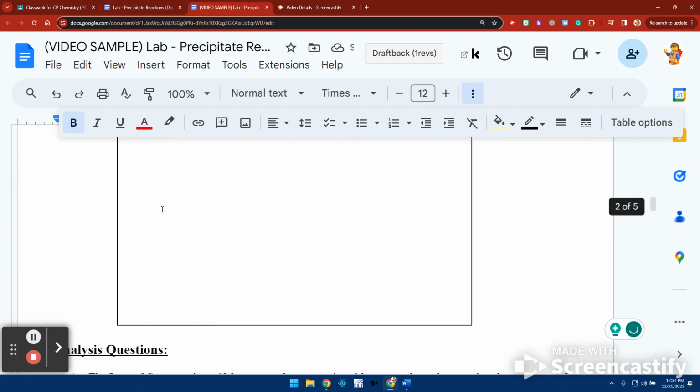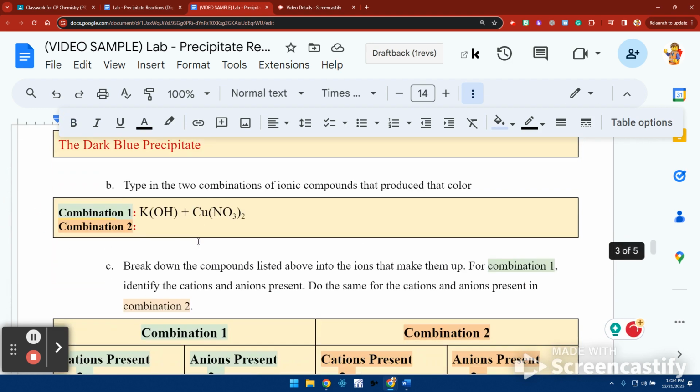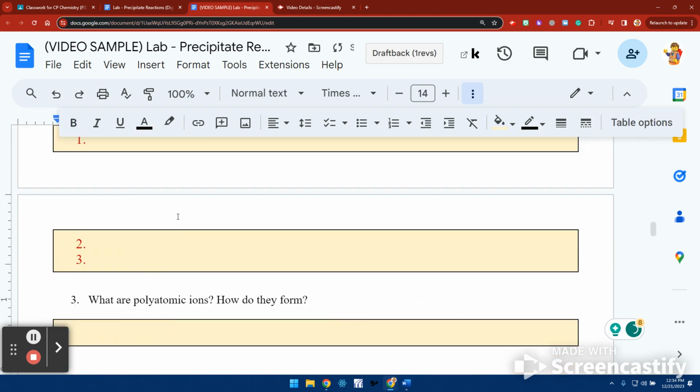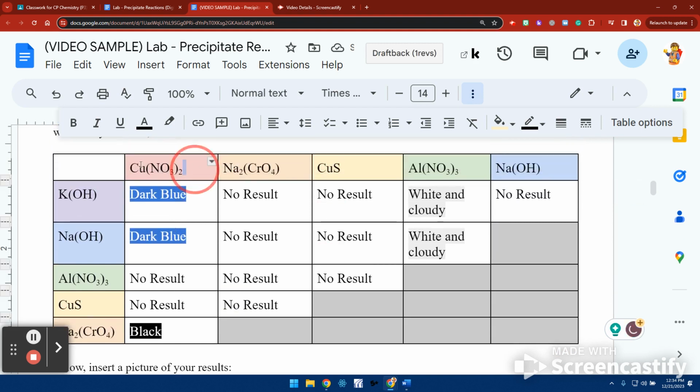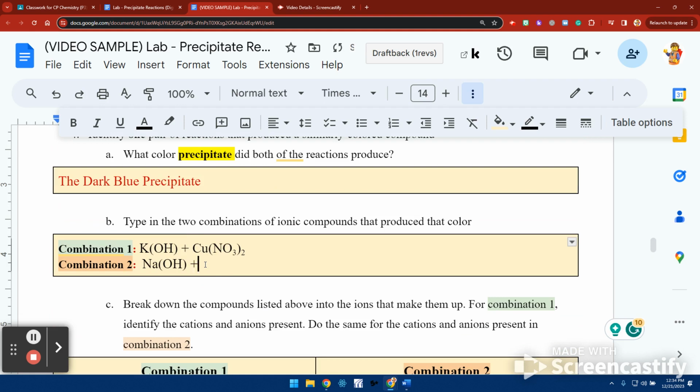The other combination was NaOH, sodium hydroxide, and once again, copper 2 nitrate. So those are the 2 combinations that produced a dark blue precipitate. So I start by identifying the 2 combinations that produced the dark blue. All right, so there we go. I'm doing the dark blue precipitate, and these were the 2 combinations that produced the dark blue precipitate.